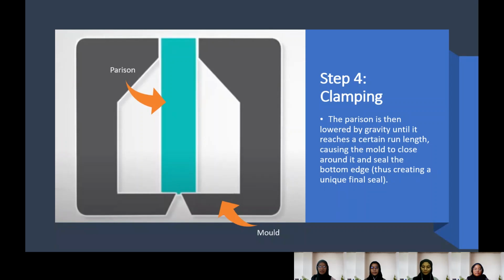The fourth step is clamping. The parison is then lowered by gravity until it reaches a certain run length, causing the mold to close around it and seal the bottom edge, thus creating a unique final seal.